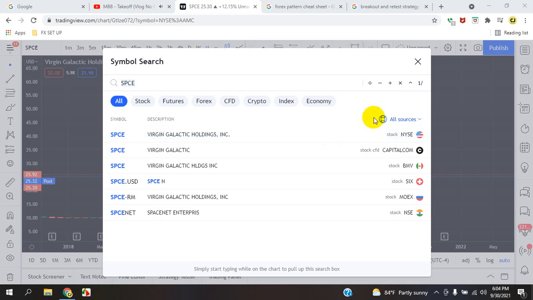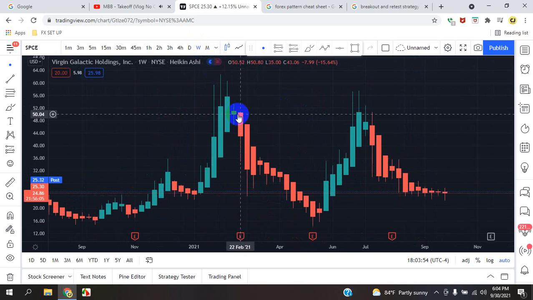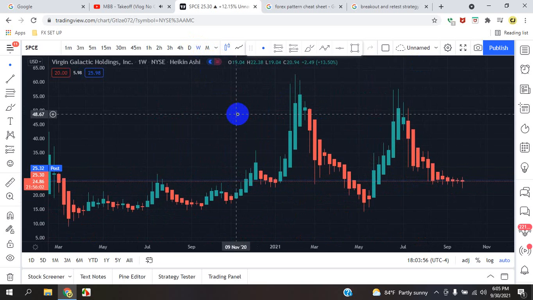We are here running the levels, looking for market structure and patterns. Okay, guys, let's look for a time frame we can mark up to see what's going on in the market when it comes to SPCE.